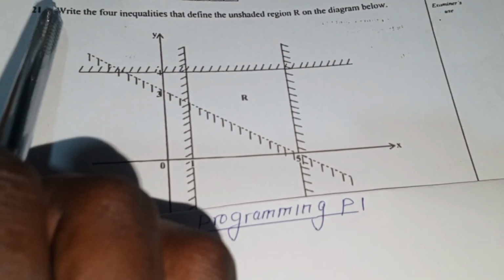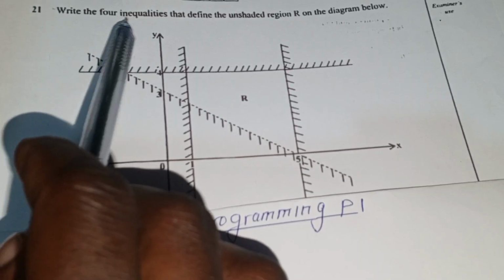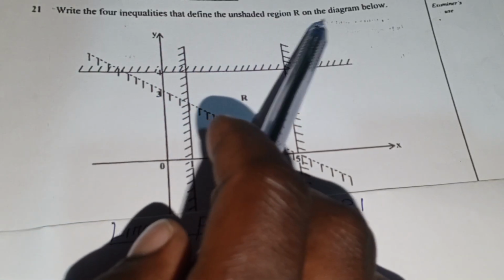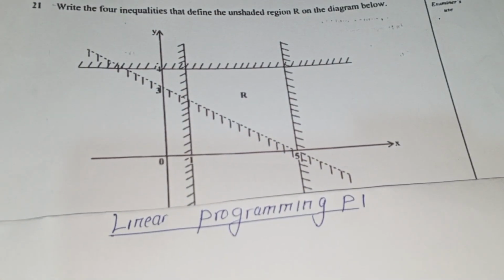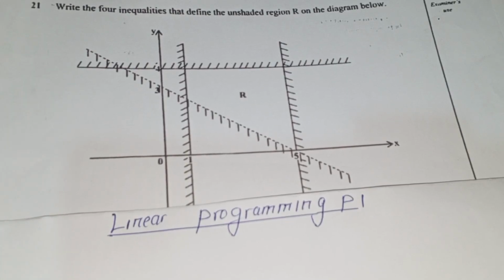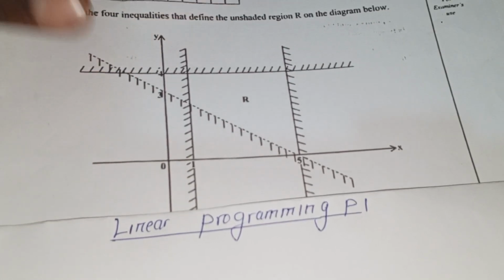So the question says, write the four inequalities that define the unshaded region R on the diagram below. This question doesn't miss in an exam. Most of the times it is always there, and you need to understand that this question carries 5 marks, so you really need to put in as much effort as you can so that you can obtain all the 5 marks.